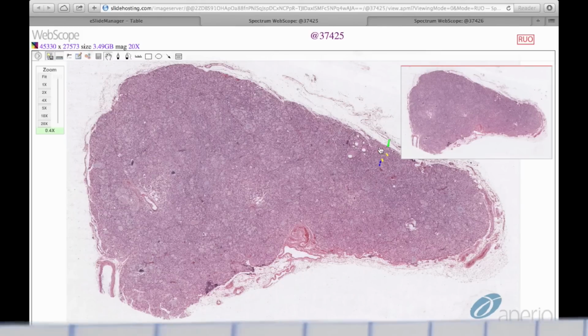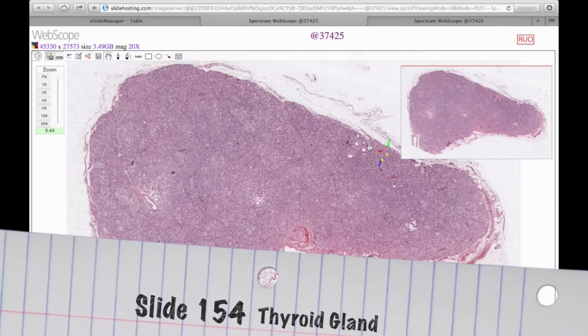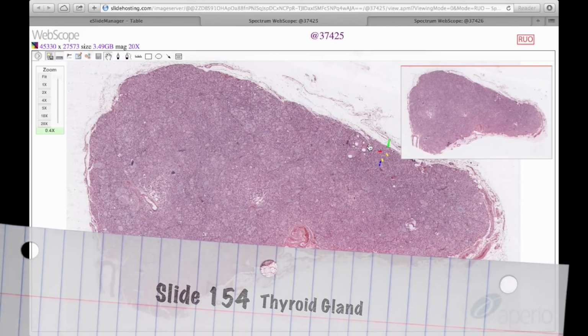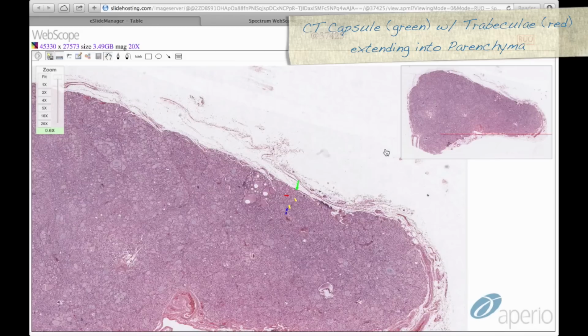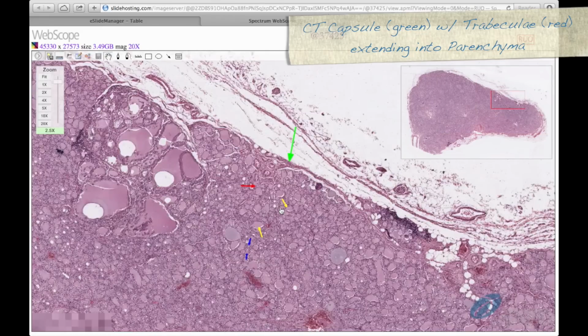We're now looking at slide 154, which is the section of the thyroid gland stained with H&E. Take a look at this thyroid gland. It is lined by a connective tissue capsule with an extensive set of trabeculae that invaginate into the parenchyma of the organ. The capsule is indicated by the green arrow, with the trabeculae invaginating into the parenchyma indicated by the red arrow.